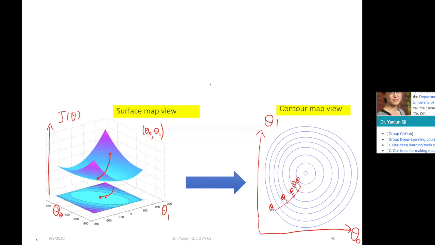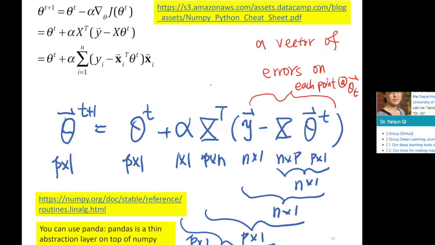This is again the surface map view, a contour map view. We already emphasized it three times, so we'll skip this page. You need to implement this in our homework 1, which requires you to use some functions from NumPy. I already did a very quick review of NumPy.